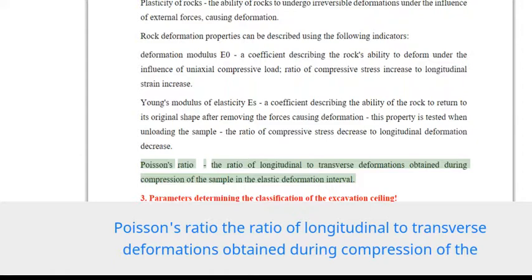Class I weak rocks, with compressive strength from 15 to 30 MPa. Class II medium strong rocks I, with compressive strength from 30 to 50 MPa. Class III medium strong rocks II, with compressive strength from 50 to 80 MPa. Class IV strong rocks, with compressive strength above 80 MPa. Class V very strong rocks.